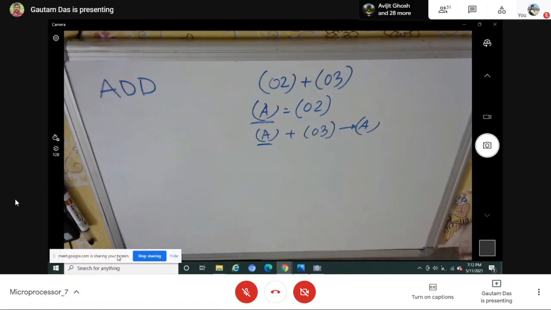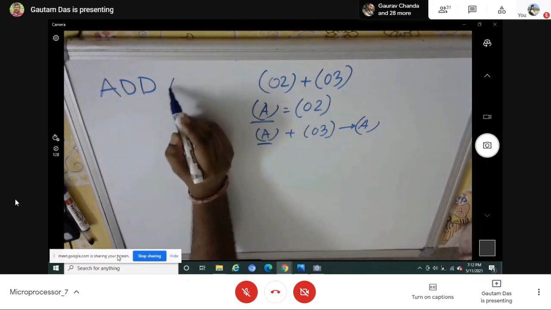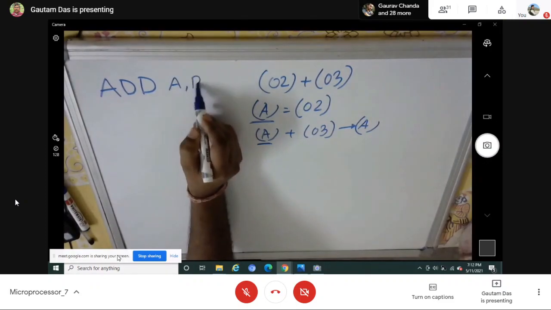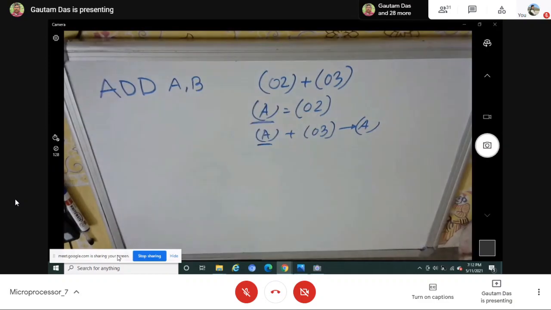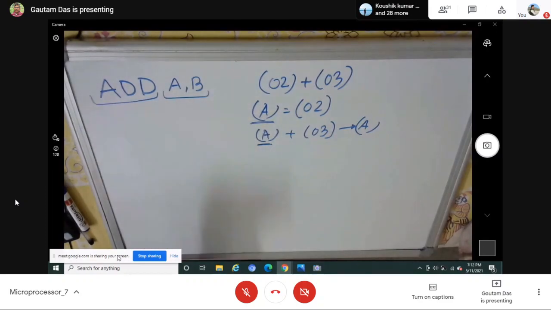That means one operand will definitely be the accumulator. So what will be the other operand? The other operand you have to mention as any other register. Suppose I write ADD A, B. What does it mean? This is the operand part, and this is the output part. It means addition will be performed between the content of the accumulator and the content of B.